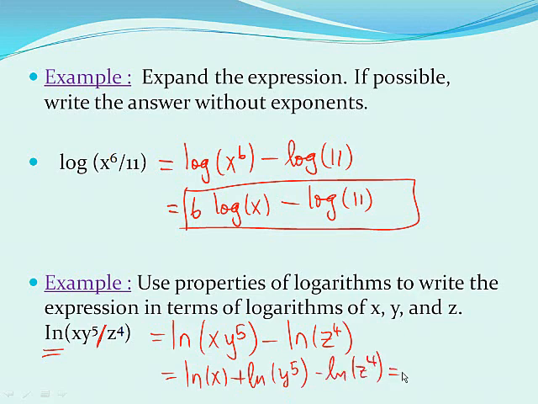Now we can simplify this one more step. Y to the power 5 and z to the power 4 are powers, so I can use the power rule. So my final answer will be natural log of x, plus 5 times natural log of y, then minus 4 times natural log of z.